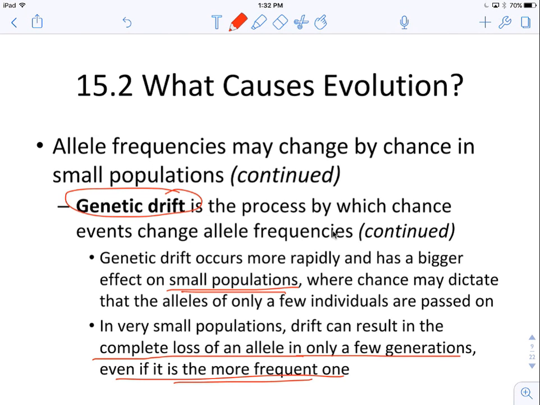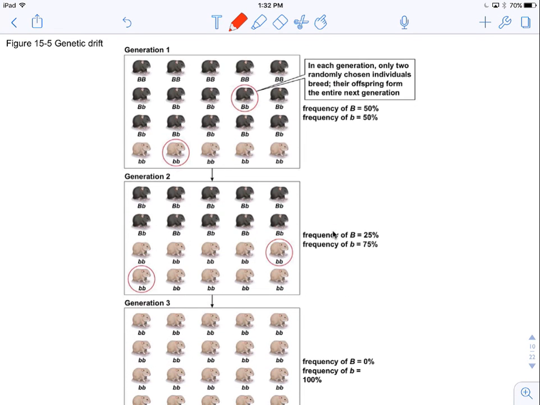And we're going to look at two ways that this can occur. But first, we're going to talk a little bit about what we mean by you can completely lose an allele. So if you look here, in this population, if you counted up all the dominant alleles and all the recessive alleles, the frequency of the dominant allele is 50%. So you see it half the time.